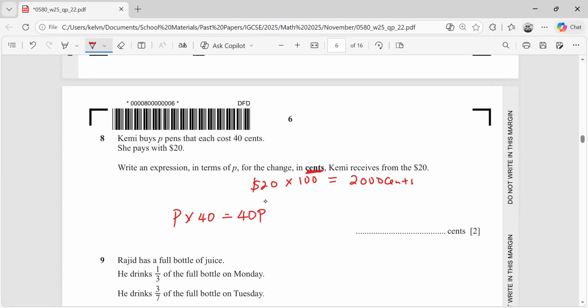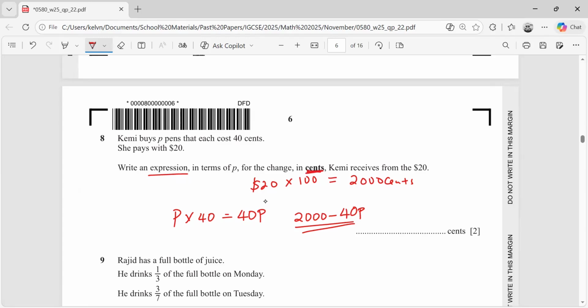Okay. Now for the expression, she paid $20, which is equivalent to 2,000 cents. If we subtract from this what she paid in total for the pens, we will get the balance. And this is the expression the question is asking. You're not solving. Remember, an expression, you're not solving. It's different from an equation, okay? An equation you solve. If it's an equation, you would have solved for P. But for an expression, this is how you're going to leave it, okay?